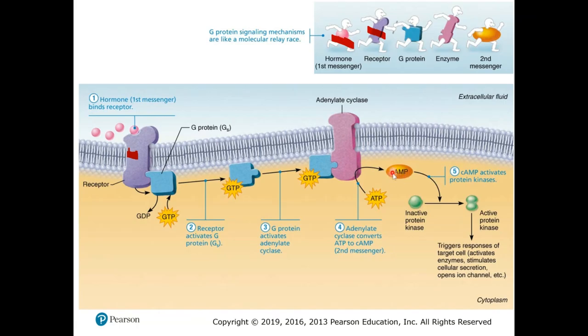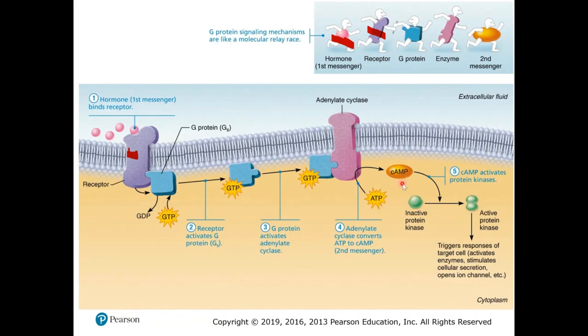So now here's our second messenger. Now our messenger is on the inside of the cell. You see, if the hormone doesn't bind to its receptor, the first message is not there, we don't get the second message, and then none of this ever happens. It only happens when the hormone gets into its receptor site.